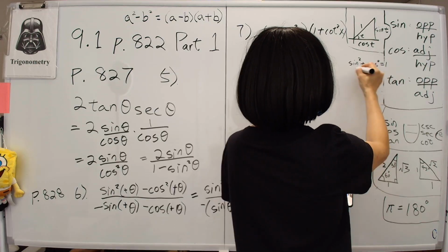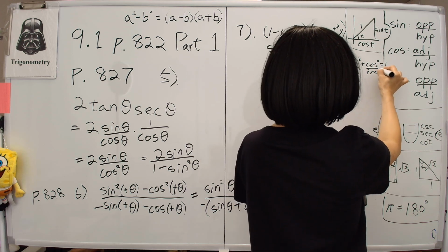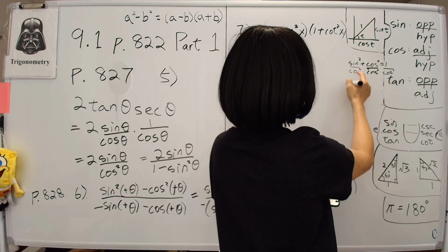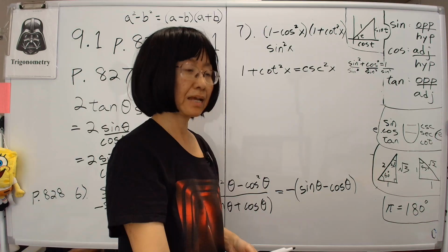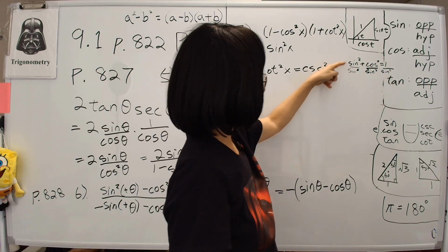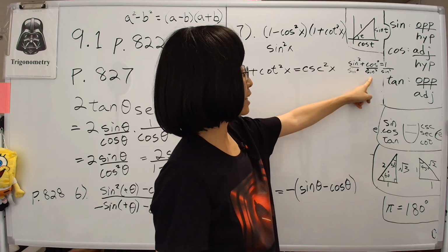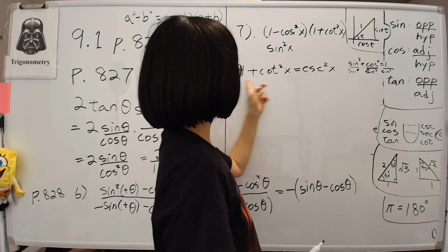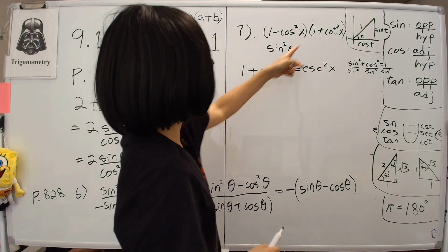Let me erase that, I wrote the wrong thing. Now the formula says that if we take sine squared plus cosine squared equal to 1 and divide it by sine squared, then we get 1 plus cotangent squared, because cosine over sine is cotangent, equal to 1 over sine squared. 1 over sine squared is cosecant squared. This is one of the formulas we mentioned in the beginning of this video. So we're good.